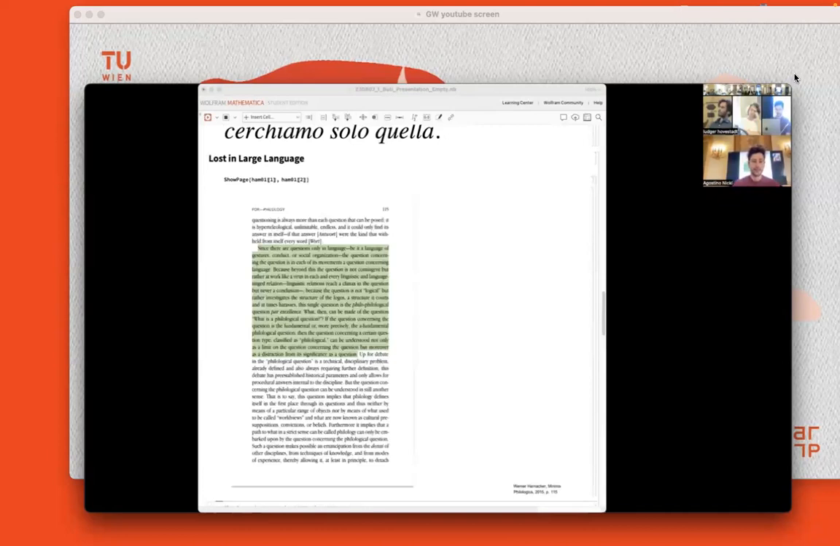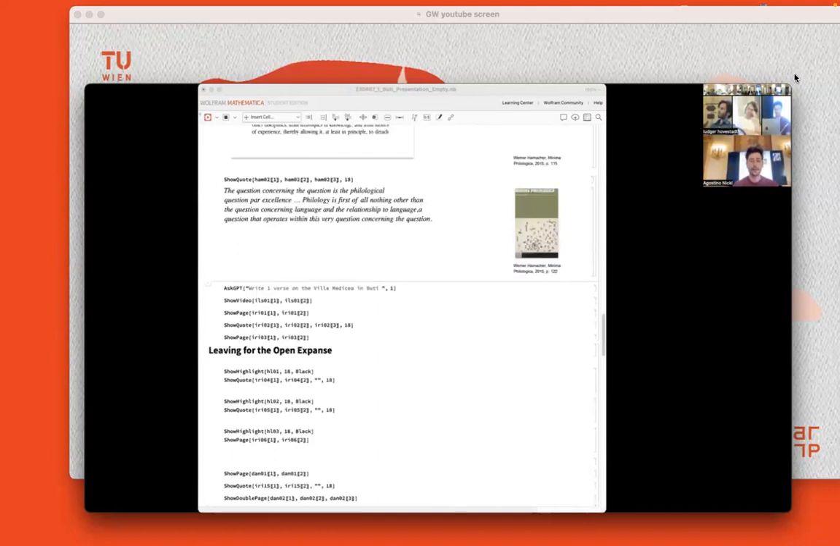Hamacher writes, since there are questions only in language, be it the language of gestures, conduct, or social organization, the question concerning the question is in each of its moments a question concerning language. And further, the question concerning the question is the philological question par excellence. Philology is first of all nothing other than the question concerning language and the relationship to language, the question that operates within this very question concerning the question.